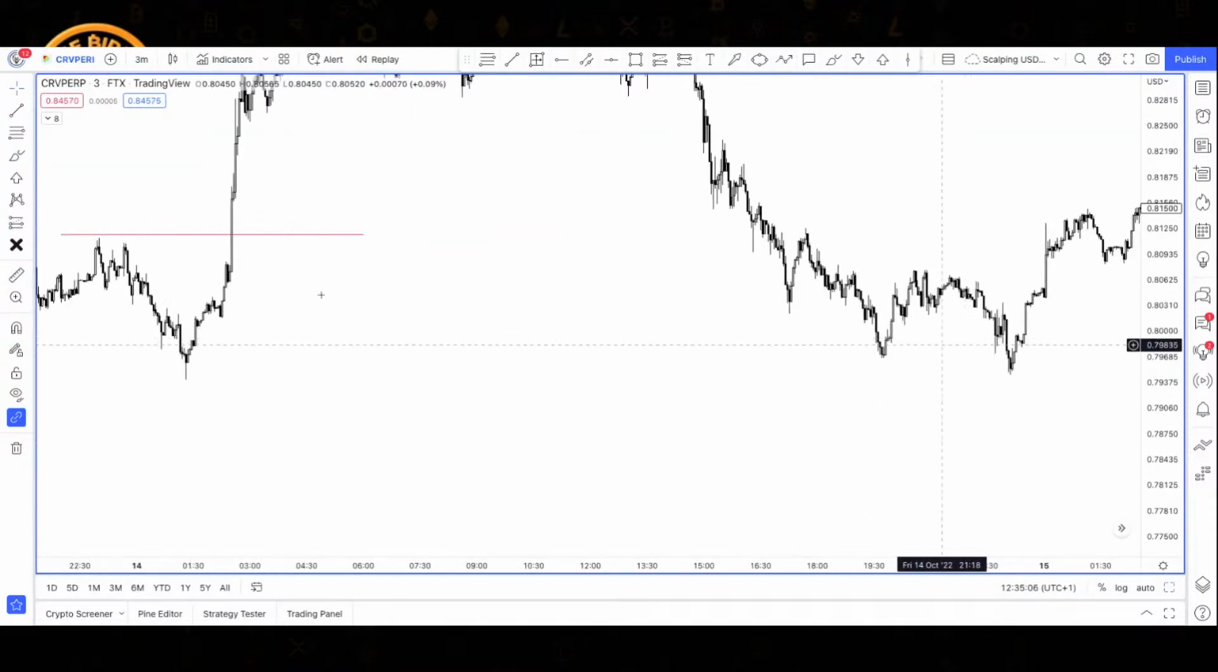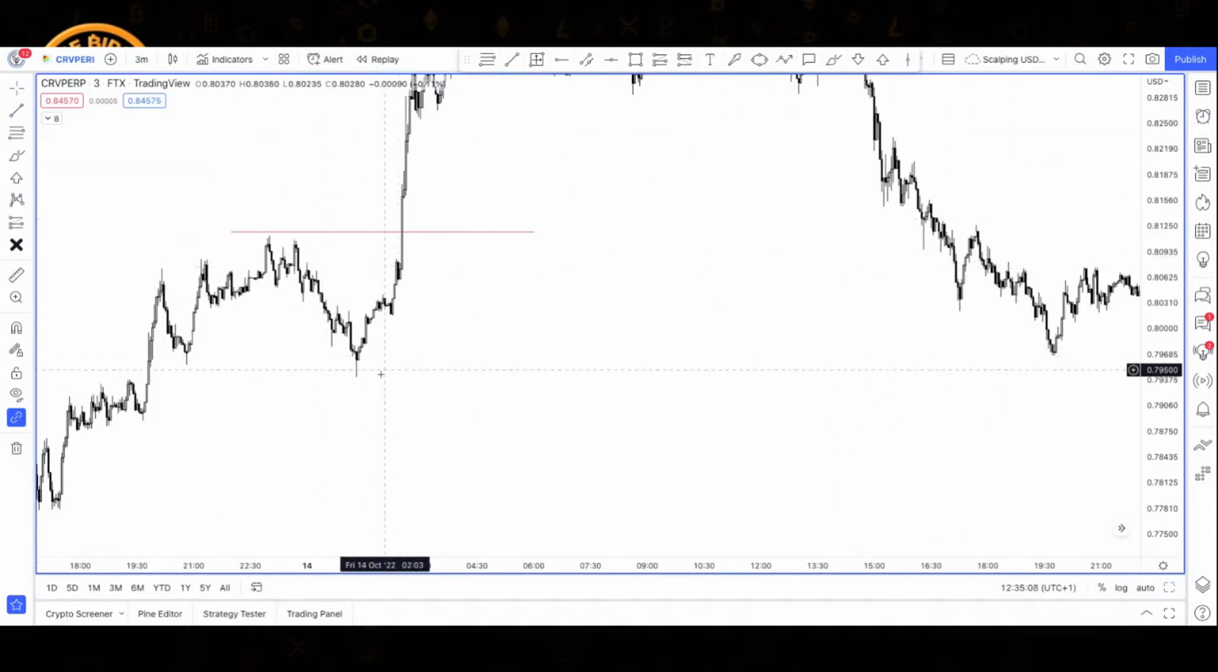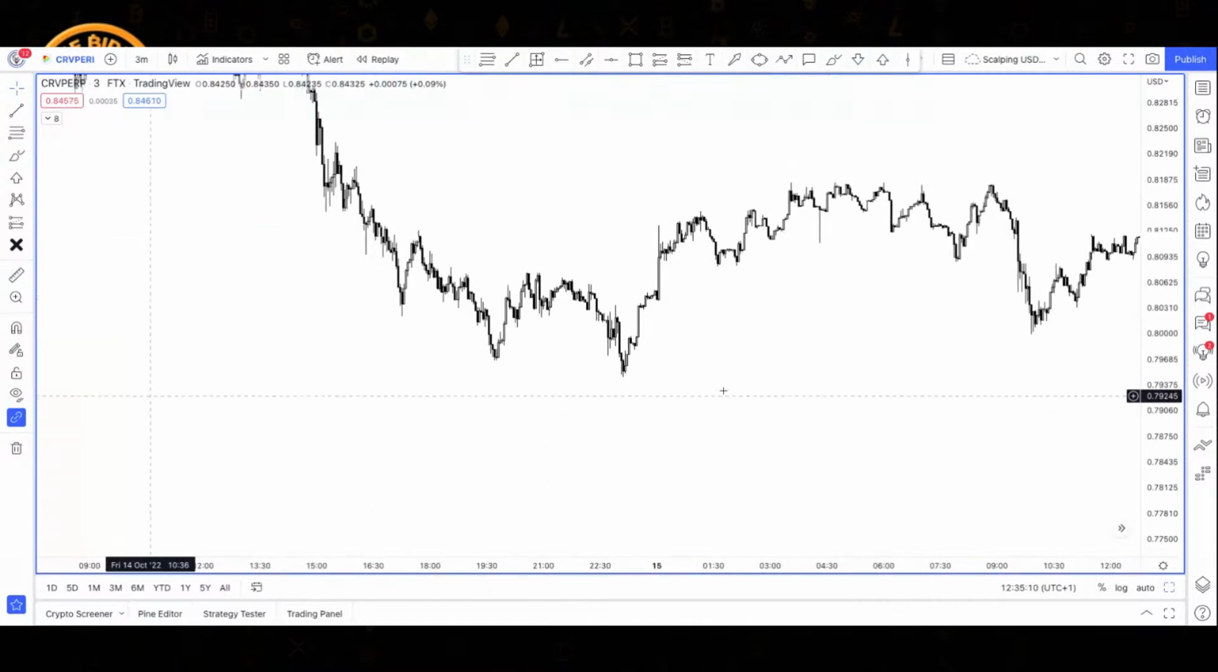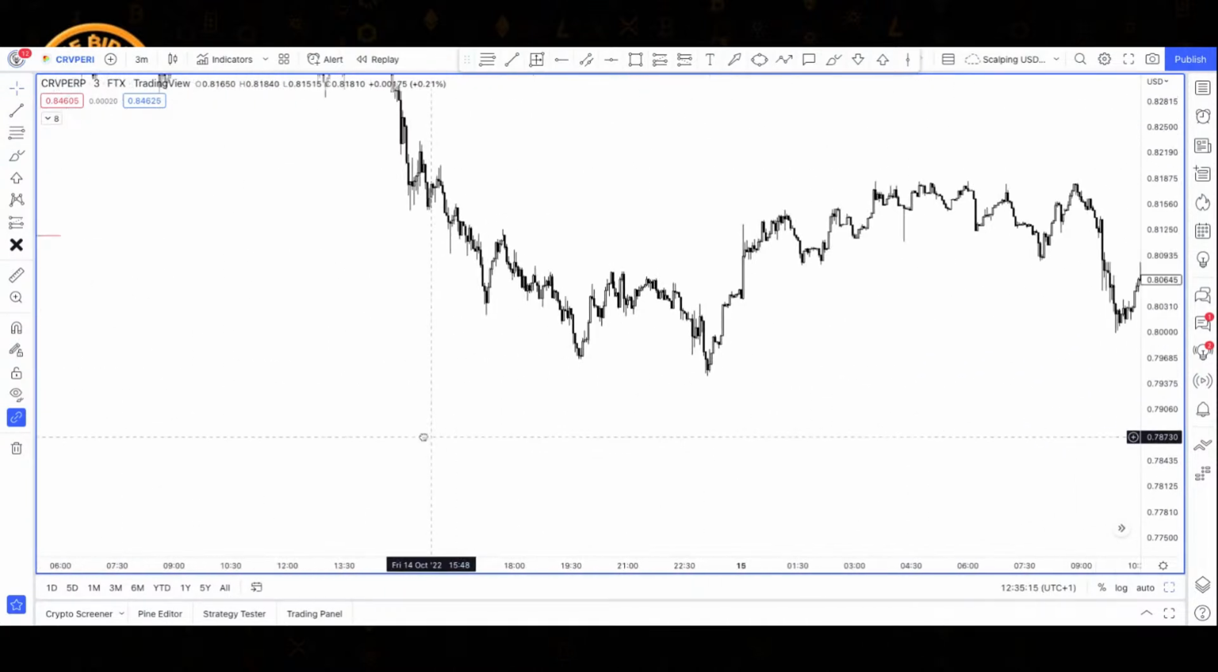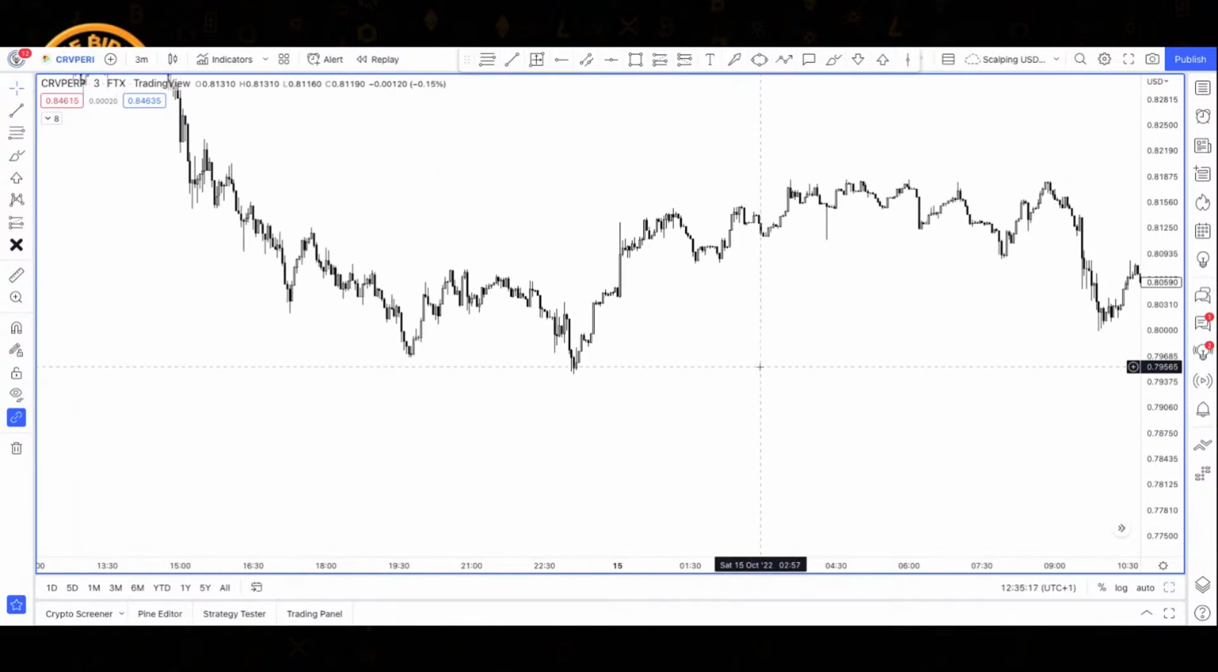Does this form what I would call a breaker base, yeah? Where we're looking at this now as support. What happens with this area here? Look at these inefficiencies. As price comes back down into this area, we're just looking for our market structure breaks.